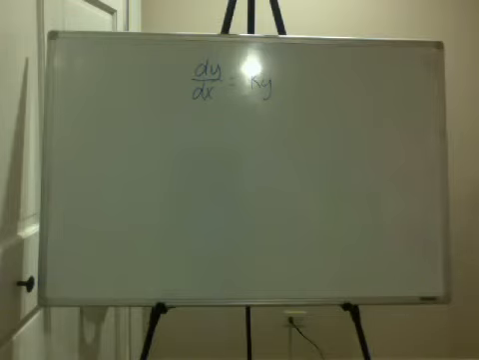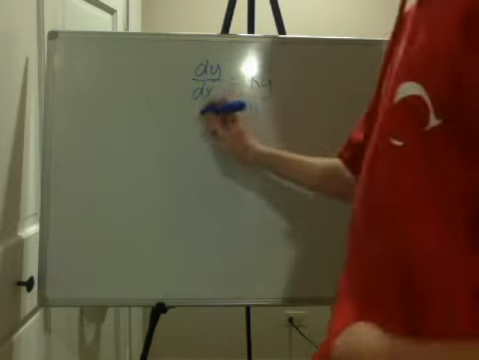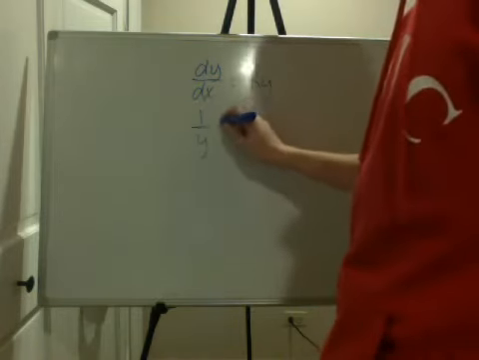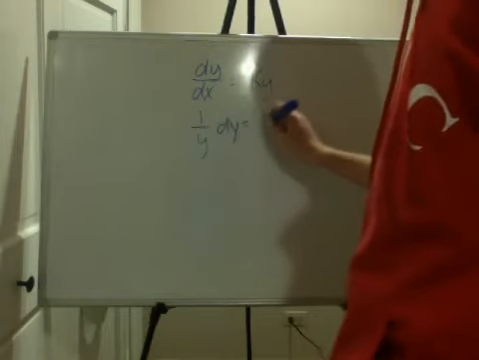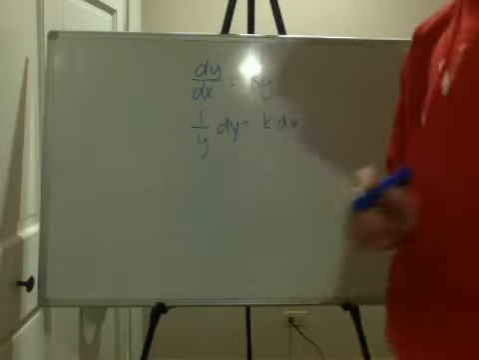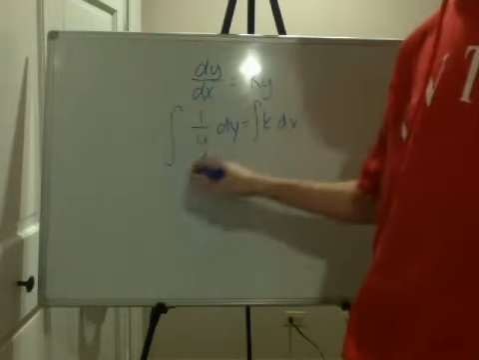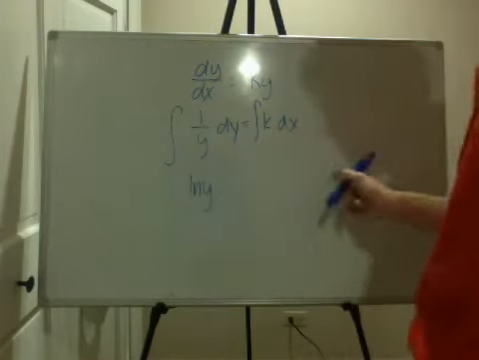So now the question is going to ask you to find y. Well, we're going to do the separation of variables we talked about in the last video, and we're going to keep the k over with the dx. So it's going to be 1 over y dy equals k dx. Then you take the antiderivative of both sides, and you get natural log of y, and there's going to be a plus c, but we're going to put the plus c over here.